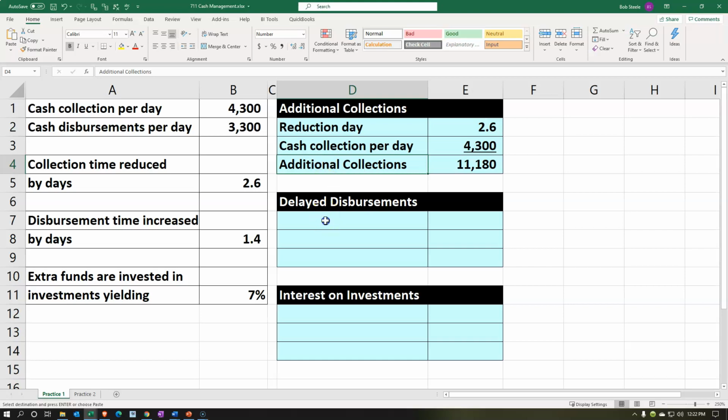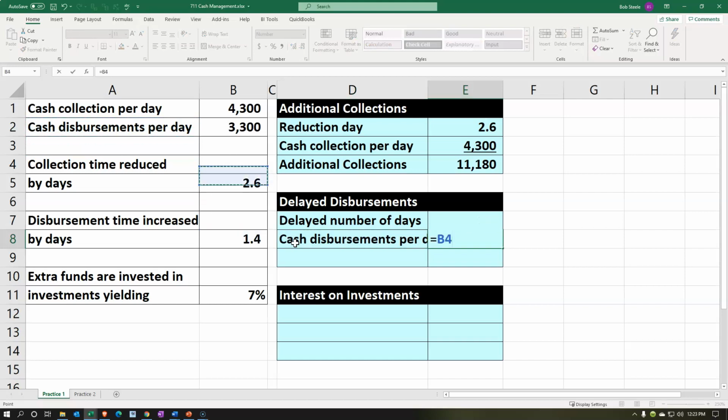Let's look at the delayed disbursements. If we can delay the disbursements, then here's the number of days that we're delaying, the 1.4. Let's add a decimal, go into the Home tab, Number group, adding a decimal there. And then we have the disbursements per day, being equal to the 3,300. Multiplying that out, we have the 1.4 times the 3,300.